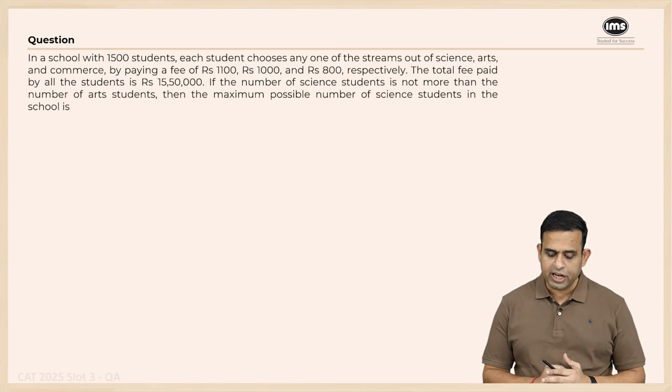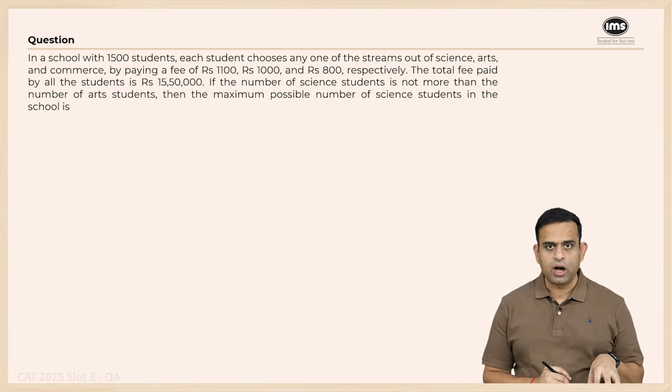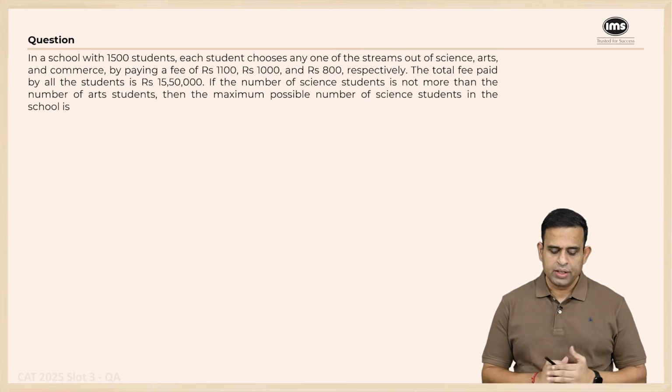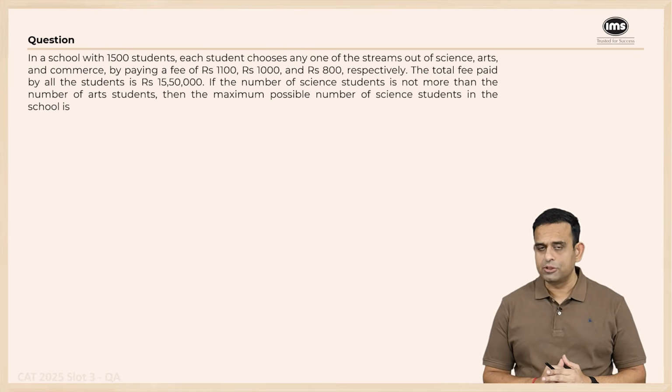If the number of science students is not more than the number of art students, that's a very, very important part. What does that mean? The number of science students is not more than the number of art students. That means the max number of science students can be equal to the number of art students. Then the maximum possible number of science students in the school is how much?